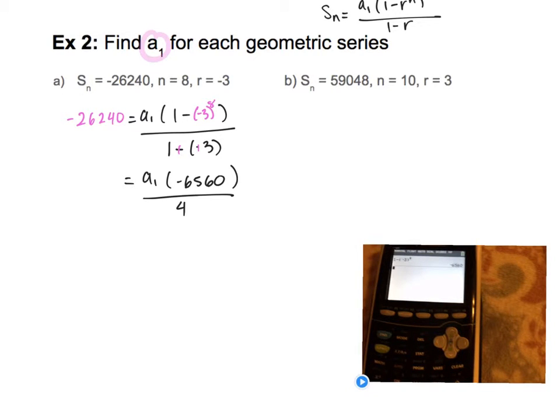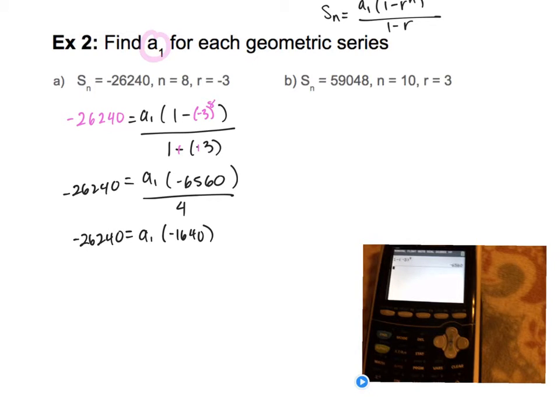Okay, so now I'm going to just work this part out. The other side here was negative 26240, so I'm just going to drop that down. And then from here, I'm going to divide this number by the 4 to see what that number is. So I'm going to take my graphing calculator and divide that by 4. I get negative 1640. This side I'm going to drop it down.